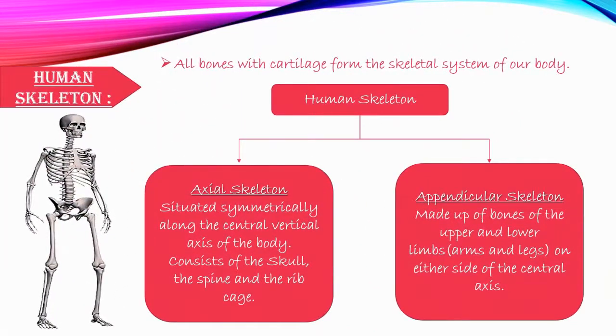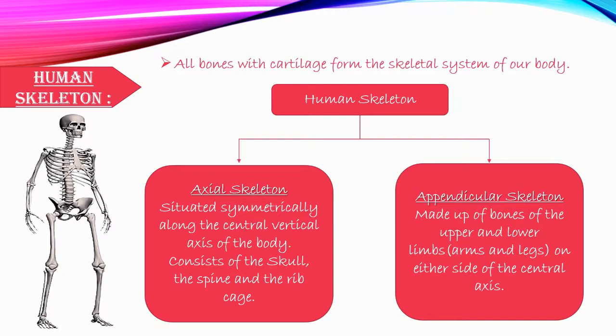Students, now first let's understand about the human skeleton. All bones with cartilage form the skeletal system of our body. Now students, what is cartilage? About cartilage we have discussed in our module 1. Yes, correct. Cartilage is a tough but flexible tissue that is the main type of connective tissue in the body.